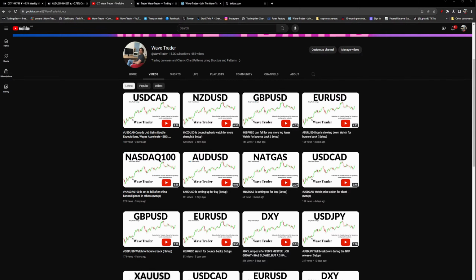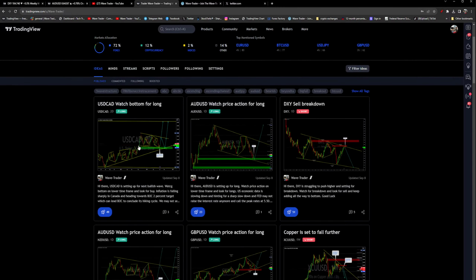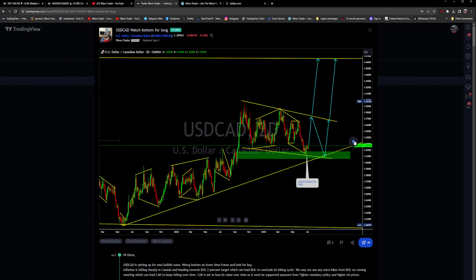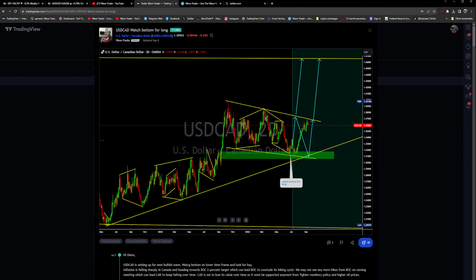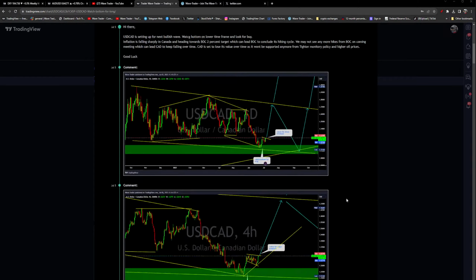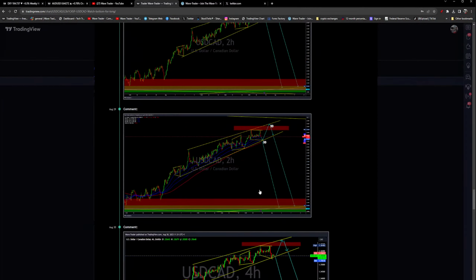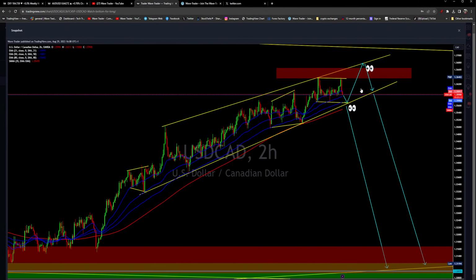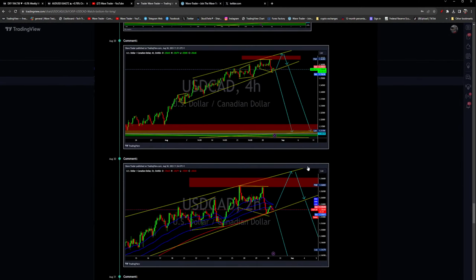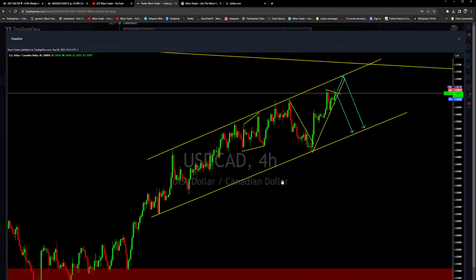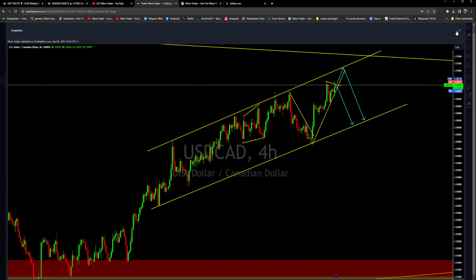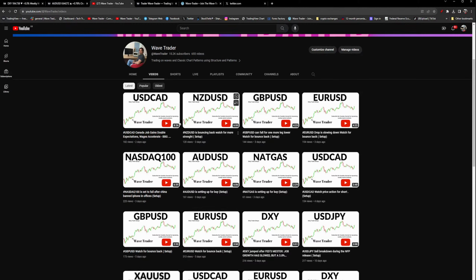If I look at the TradingView profile, dollar CAD, we were expecting it to drop from that top, and we are having a nice sell-off from that high. If I look at the updates, they were telling us that a new high was possible within that wedge. Hopefully you guys remember that. And this was the recent update, and then this is the 1 hour time frame.